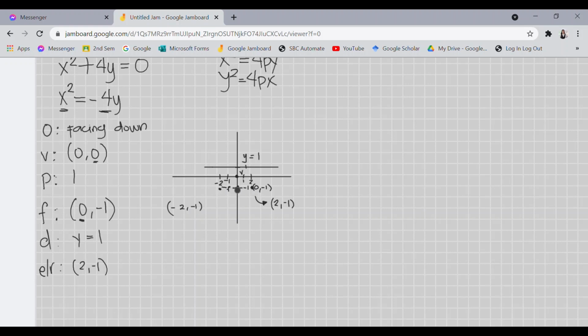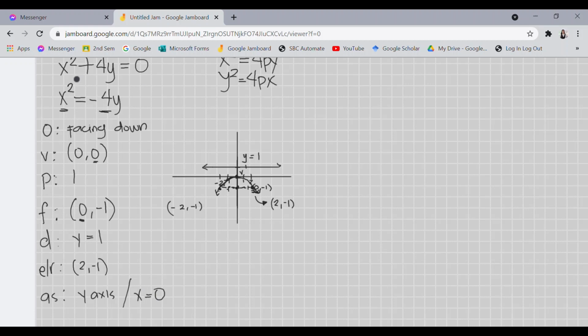Your latus rectum is the line that passes through your focus. So, your parabola probably looks like this. Technically, it will look like that. The parabola is facing down. Your directrix is a horizontal line with equation y equals 1. And your axis of symmetry is a vertical line, the one passing through your focus and vertex. That is your y-axis, or simply, the equation is x equals 0.